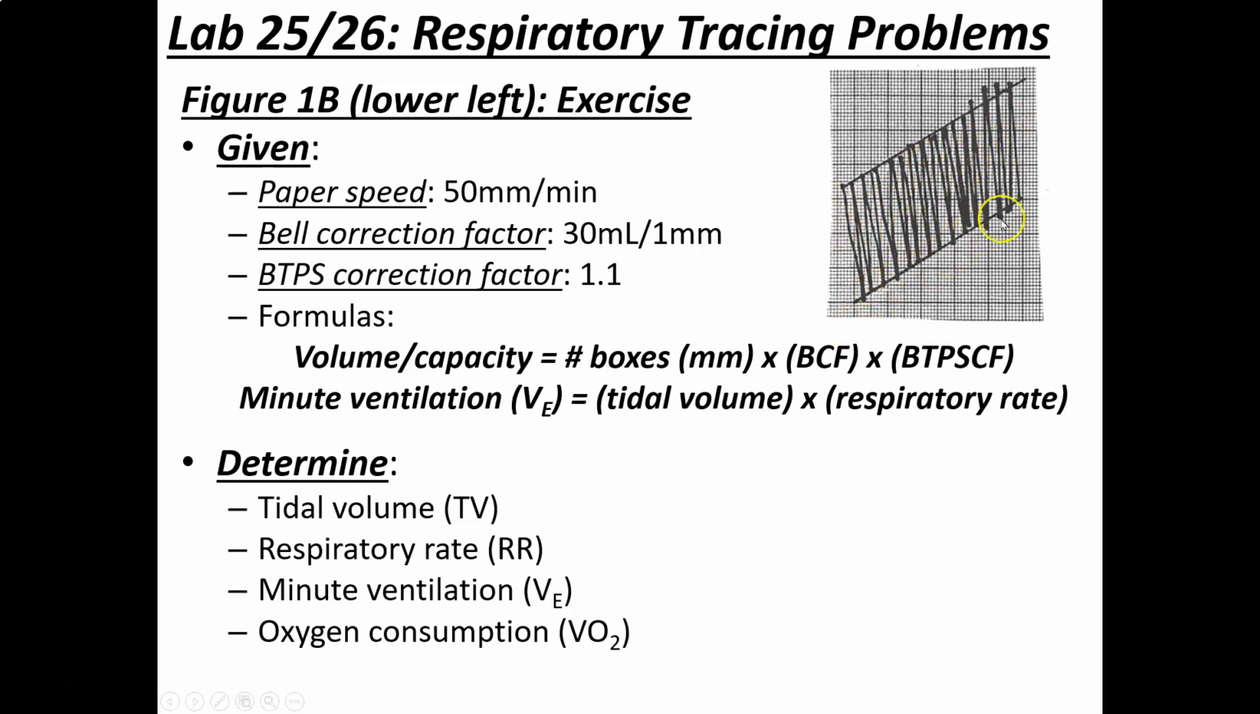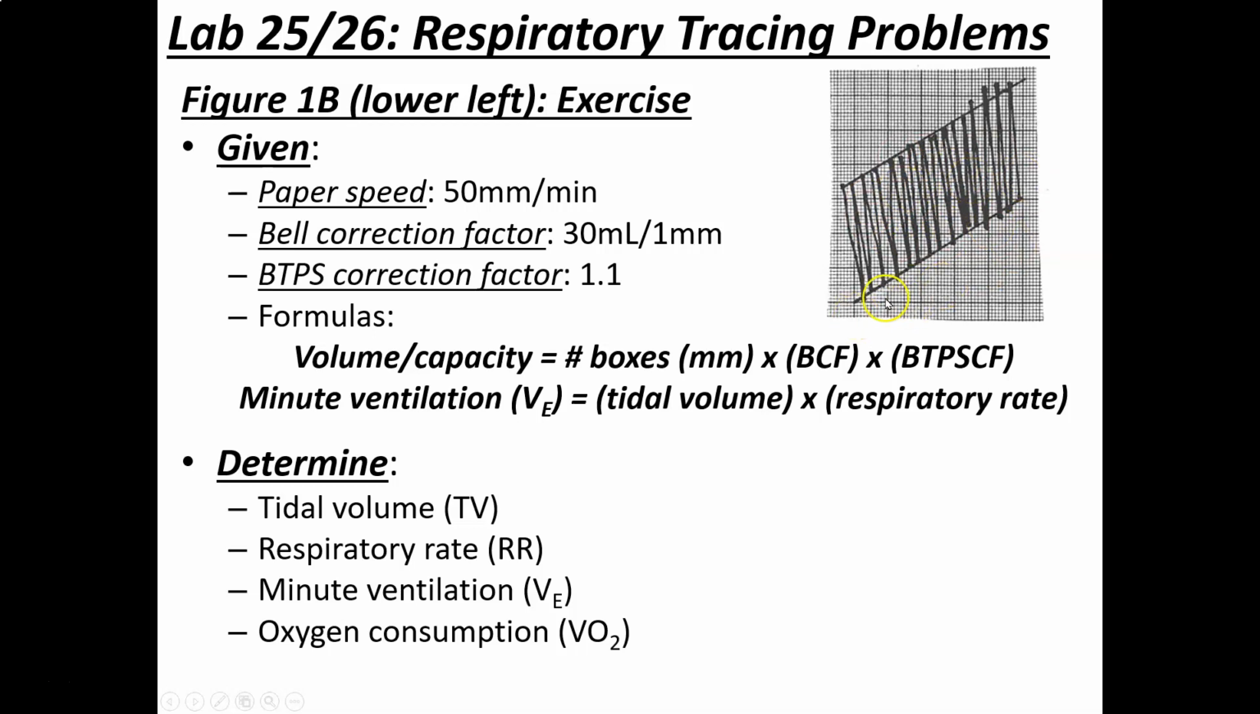Three, note the slope of the line is much steeper. And those would all be indicative of the person exercising. But even though we have all that data from exercise, we do the exact same thing we did before.